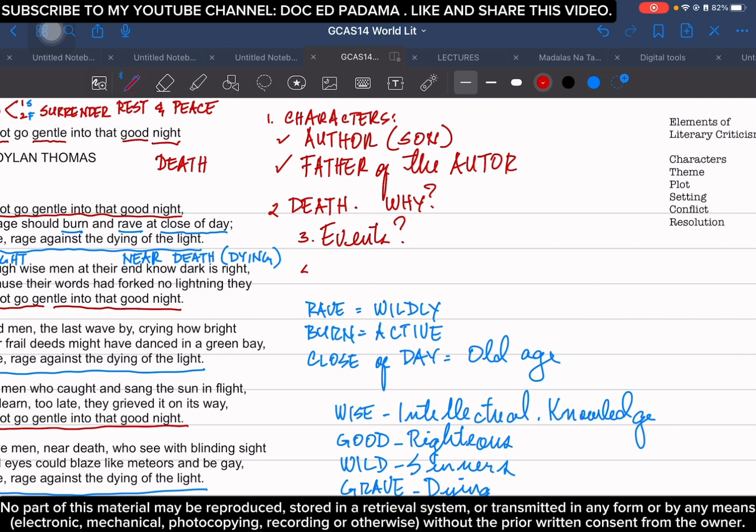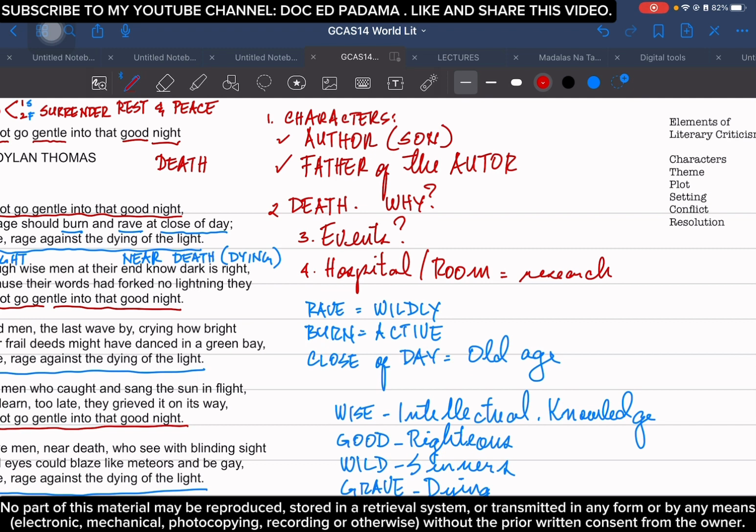And then number 4, the setting can already be speculated. This can be presented in a setting, or you can do your research whether the setting transpired in a hospital or in the private room of the father of Dylan Thomas. Again, you have to do your research in order to justify the setting of the story, where it happened. So that is what we mean by the setting.